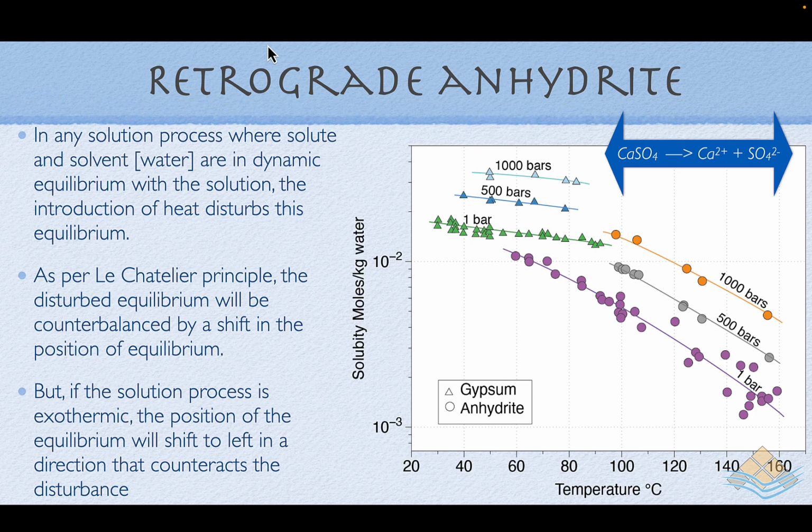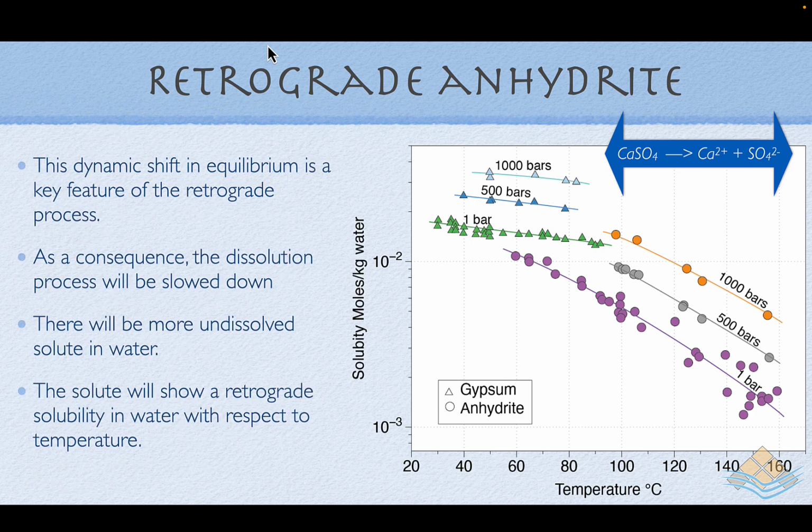So for calcium sulphate going into solution, we're moving that equation to the left, whereas with the prograde salts, with increasing temperature, we were moving it to the right. That increased availability of exothermic heat shifts that equation to the left, to counterbalance that disturbance created by the introduction of heat to the equation. That shift in equilibrium is a key feature of all retrograde salts. As a consequence of that shift to the left, the dissolution process slows down, so we have more undissolved solute in increasingly hotter waters, and so the solute shows a retrograde solubility with respect to increasing temperature. That's the contrast between a prograde and a retrograde salt.